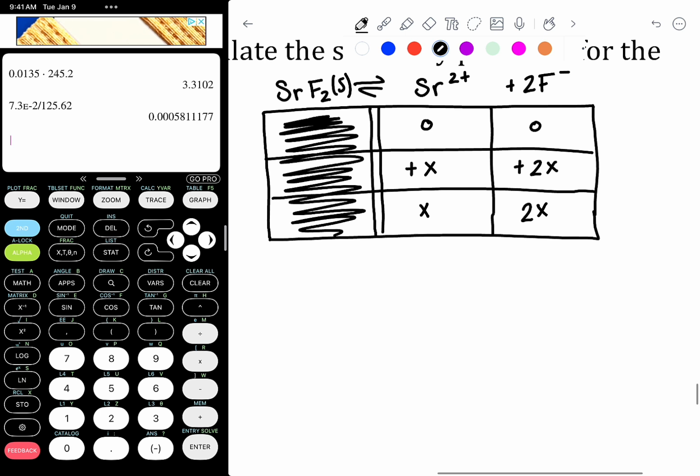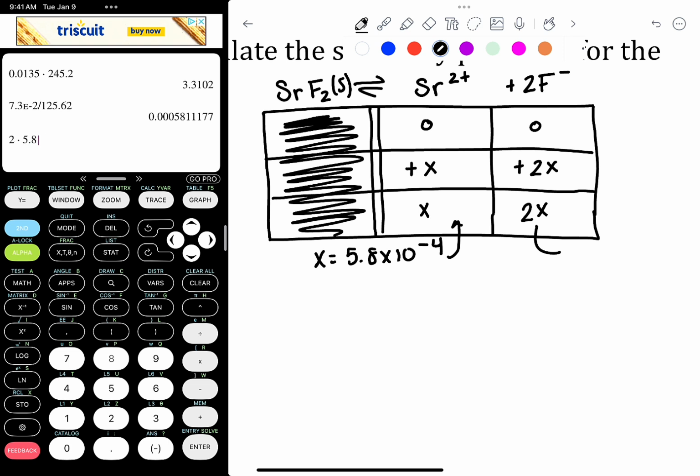However, we know that x is going to be 5.8 times 10 to the minus 4. So our strontium concentration is 5.8 times 10 to the minus 4, and our fluoride concentration is going to be twice that, so 2 times 5.81 times 10 to the minus 4. And that's what, 1.16 times 10 to the minus 3.